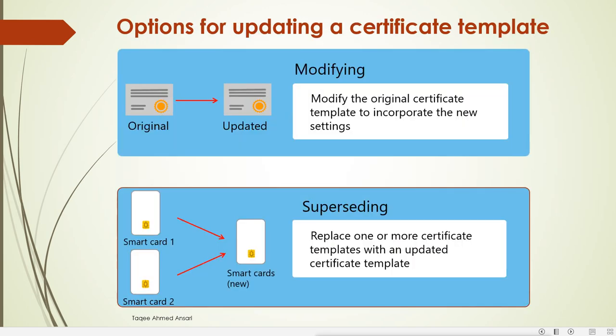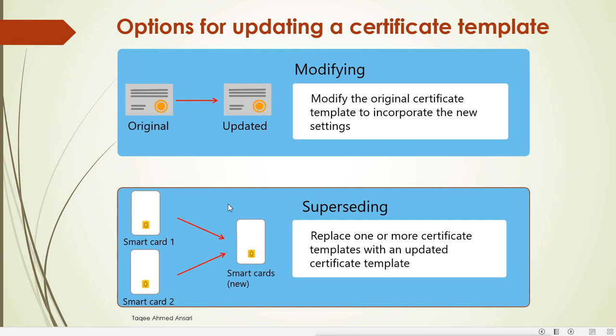Option for updating a certificate template. So what are the options we have? The first option is that we take the original default template and just change some settings of that and update it. It is like modifying the original certificate template to incorporate the new settings, whatever settings we like.